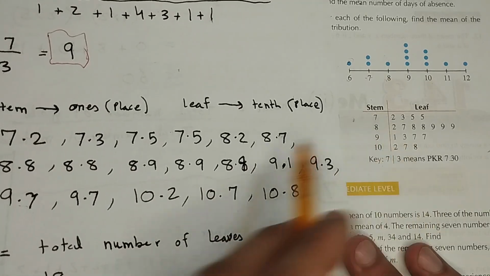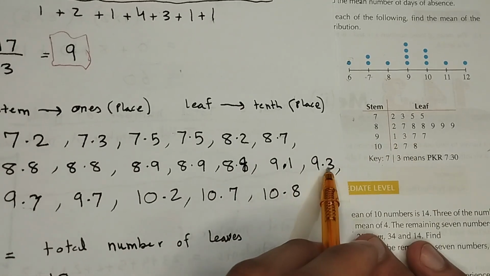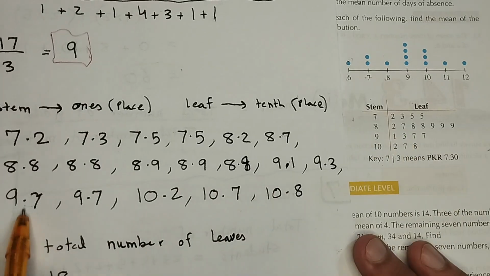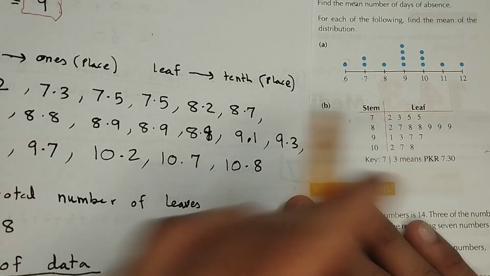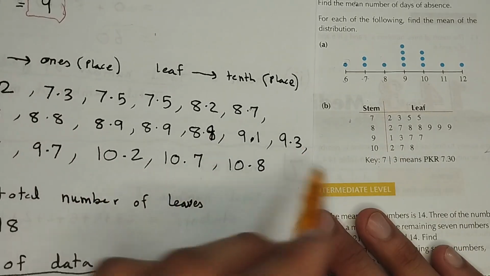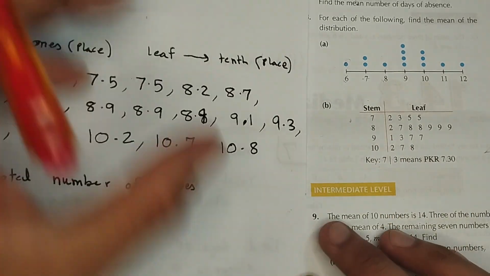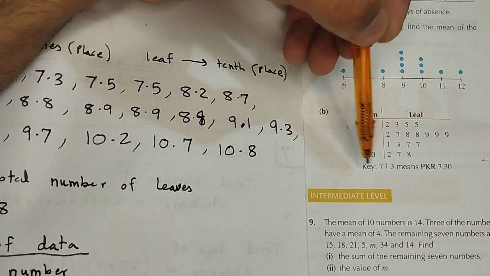Then we had 9 and 1, so 9.1, 9 and 3, 9.3, 9 and 7 and 7. Then we have 9.7, 9.7, and go ahead for 10 as well. 10 and 2, so 10.2, 10 and 7, 10.7, 10 and 8, 10.8. Okay, it's all because that's what the key tells us.